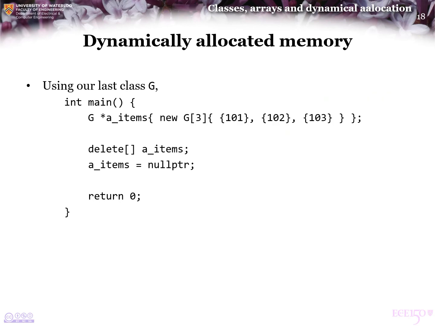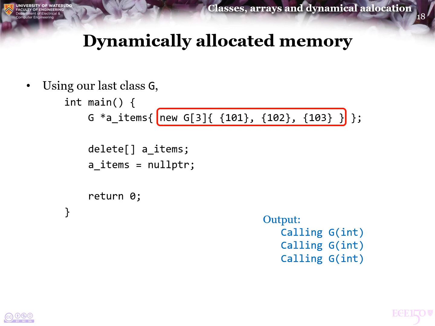Once again, using our class G, here we declare a_item to be a pointer to an instance of G. But now we will assign to a_item memory for an array of 3 instances of G. So when the compiler sees this, the compiler will schedule a call to the operating system requesting sufficient memory for 3 instances of G. The compiler will then schedule 3 separate calls to the constructor.